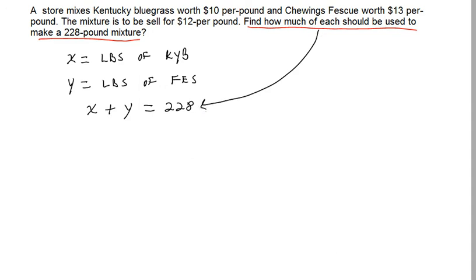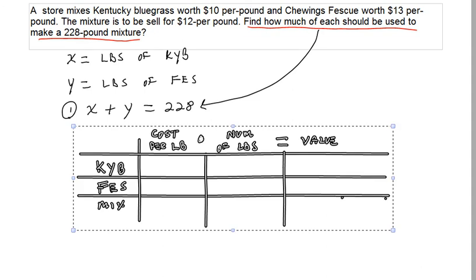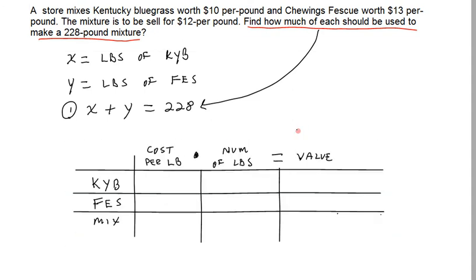Now we're setting up a system of equations because we have two variables, so we're going to have two equations. And this will be the first equation. Now to get the second equation, we need to somehow figure out the cost, or rather the value, of each of these, the Kentucky Bluegrass and the Chewing's Fescue. And the best way to do that is to set up a table where we can calculate the value of the Kentucky Bluegrass and the value of the fescue. We can do that with this little formula that says the cost per pound times the number of pounds is equal to the value of each individual item here.